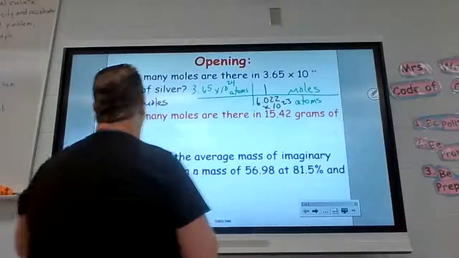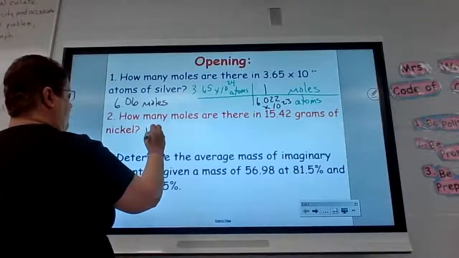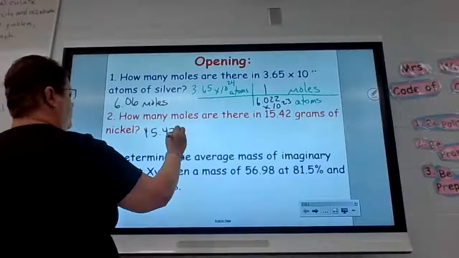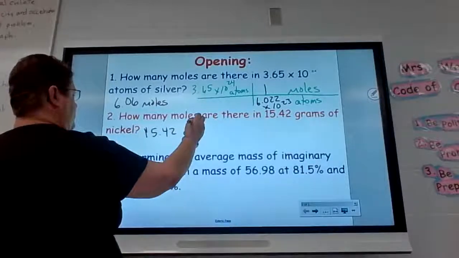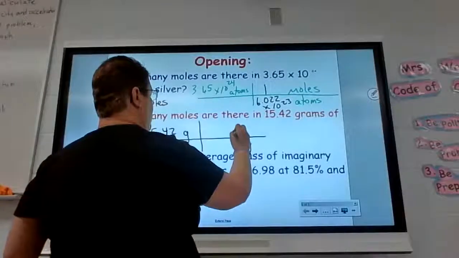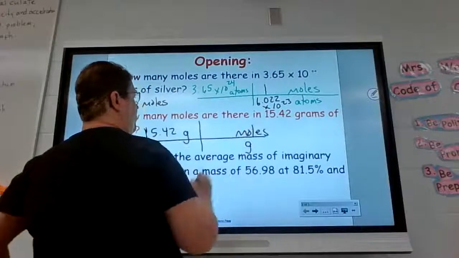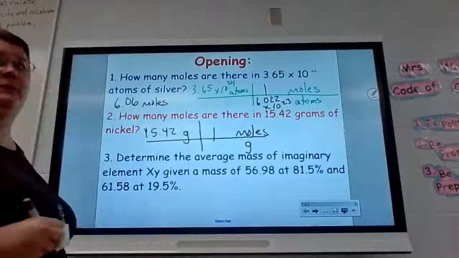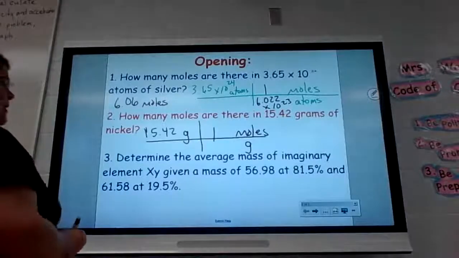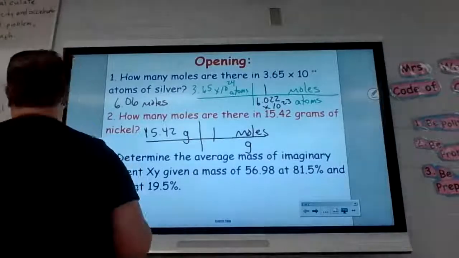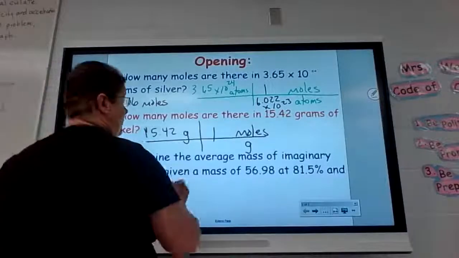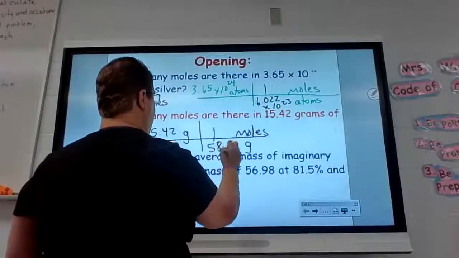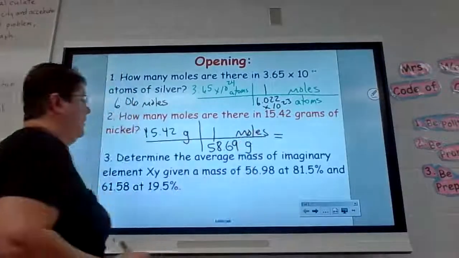All right, so for number 2, 15.42 moles. We've got grams. We're going to moles. So grams, moles. What goes beside moles? 1. What goes beside grams? The atomic mass. We look up the atomic mass for nickel. Nickel on the periodic table has what atomic mass? 58.69.